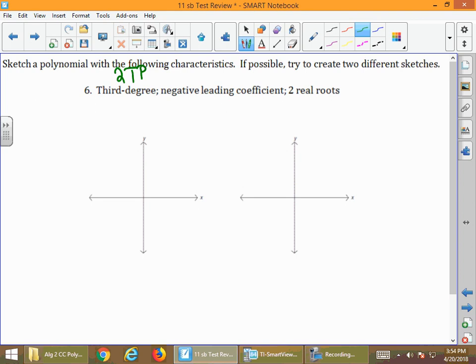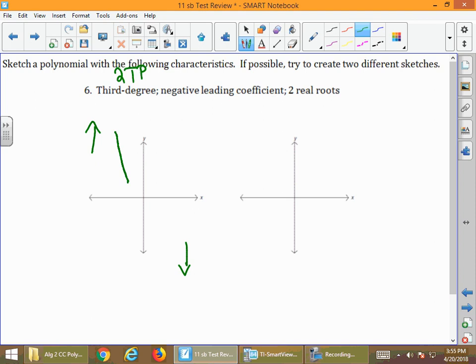Negative leading coefficient means that we're going to finish going downward, so to the far right, and then we're going to have two real roots. So we need two roots on here. Third degree means that the end behavior is going to go in opposite directions. So over there to the left, we're going to be going upward, and over here to the right, we're going downward: upward towards positive infinity and downward towards negative infinity.